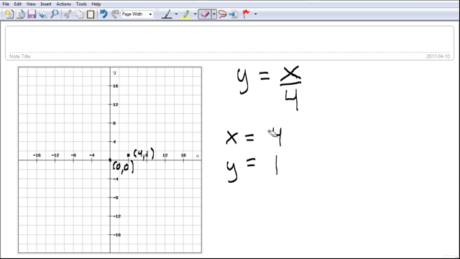Let's find one more point. How about 8? Or let's say, why not 12? X equals 12, we put 12 up here. 12 over 4 is 3, so y is 3. So x is 12 here, and then we go up to 3. Remember, 0, 1, 2, 3, 4. So 3 is here. 12, 3. Here's the point. Let's write here 12, 3.